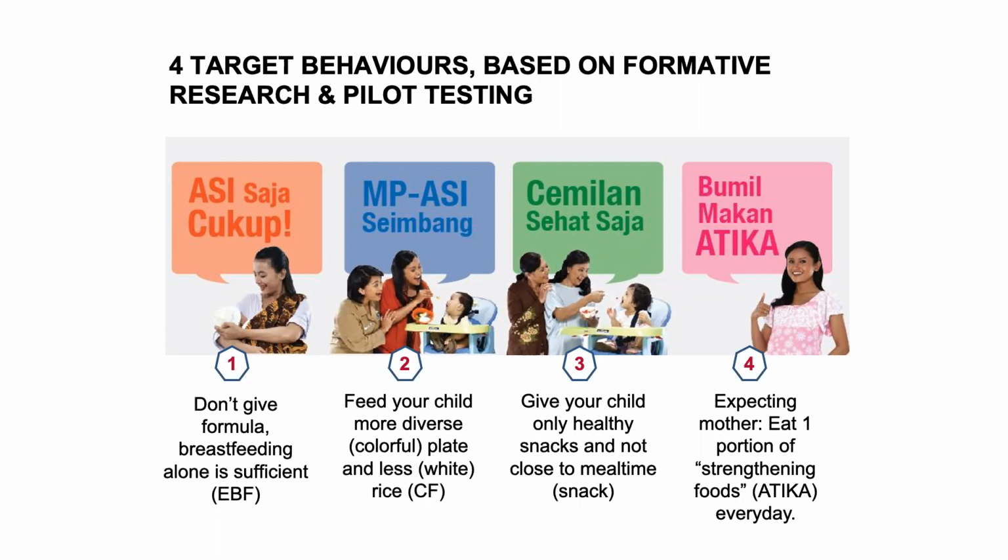So with them, we did extensive formative research. We actually had the luxury of 12 weeks because this is a planned intervention. It is not an emergency context. And we targeted 4 behaviors. The first was to stop giving formula, because breastfeeding alone is sufficient. The second was to give children a more diverse plate of complementary food, because what was happening in East Java was that mothers were essentially giving just white porridge with a little bit of green in it. So the idea was to give them a more colorful plate.